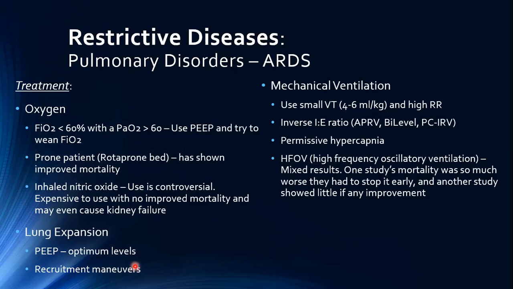So we have to, and they become restrictive. So they have a low compliance. And when something has a low compliance, that lung is stiff now, right? So you can't put a regular volume in it because you're going to tear it, because it's real stiff. So we have to give them low volume but a high rate so that we have a good minute ventilation, all right? Remember we said minute ventilation is respiratory rate times volume.